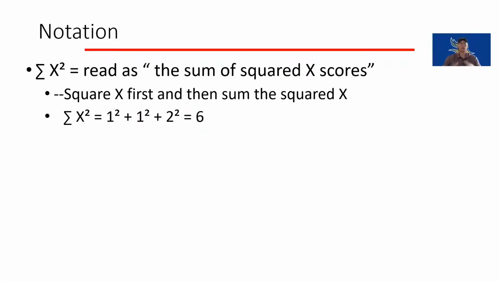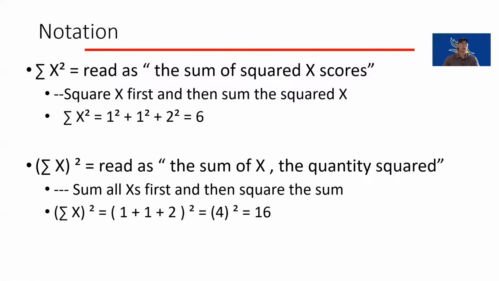Sum of x squared would be the sum of squared x scores. So this is the sum of each variable, individually squared. We write it here as sigma x squared. So this is the sum of squared x values. Okay, so maybe the first value is 1 squared, plus 1 squared, plus variable number 3 is 2 squared. So 1 squared is 1, 1 squared is 1, 2 squared is 4. We add them together. The sum of squared x scores is 6.